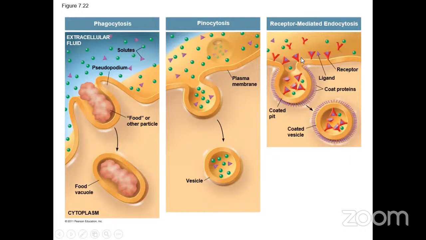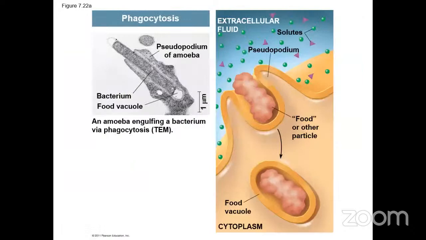So these red colored ones are receptors. These receptors will guide the fusion of these particular coat proteins inside, and it will form a coated vesicle where the receptors are present inside the cell. Okay, so these are different types of membrane fusions you can see. This is how a bacterium is engulfed in the food vacuole, and also the pseudopodium of amoeba looks like that.